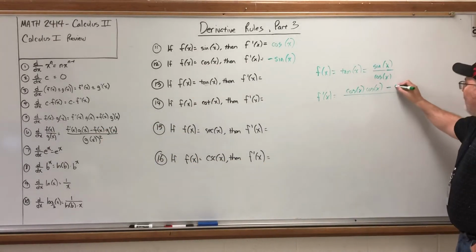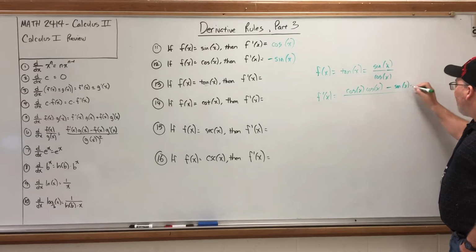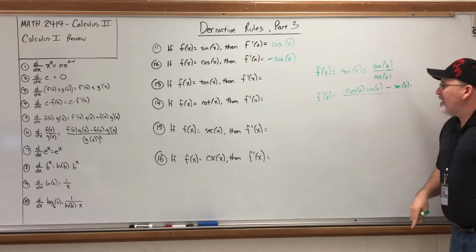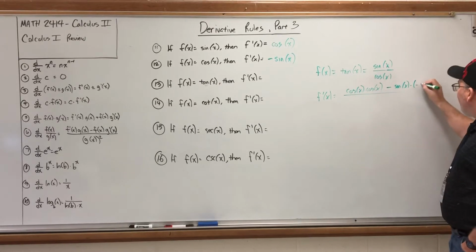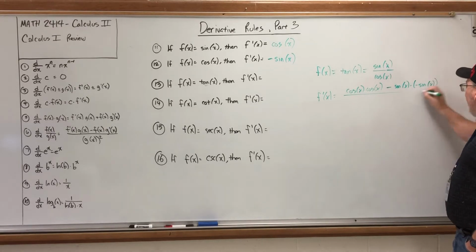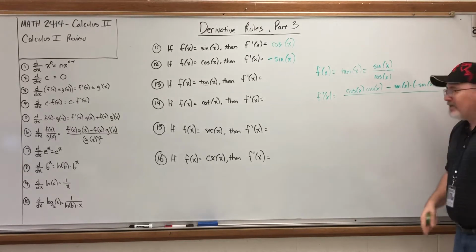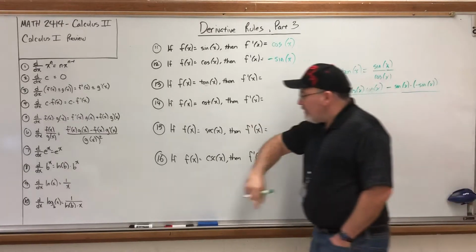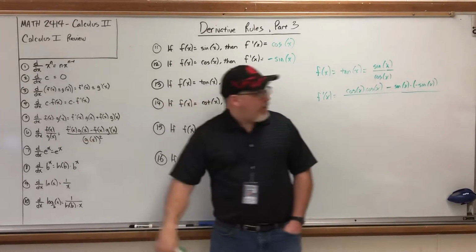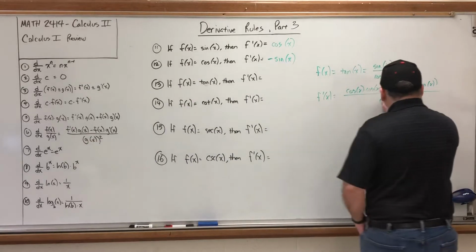So minus the top, sine of x, times the derivative of the bottom, but the derivative of cosine is negative sine. So not only will we have a sine squared, but we have a product of two negatives, which will be positive. And on the bottom, we take the original denominator and square it. So we'll take cosine and square it.